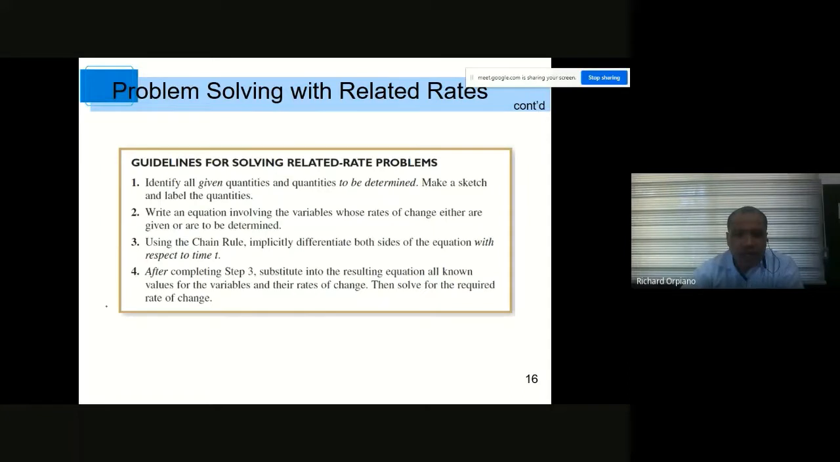So, guidelines. These guidelines are just a typical guide. You don't really need to follow them, but as much as possible: number 1, identify all given quantities and quantities to be determined. Number 2, write an equation involving the variables whose rates of change either are given or are to be determined, using the chain rule. Number 3, implicitly differentiate both sides. And after completing step 3, substitute the given values to get what we are looking for. So those are the 4 steps.